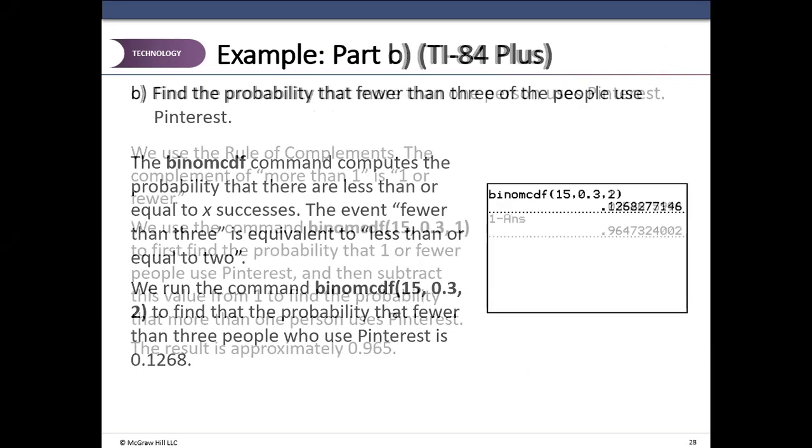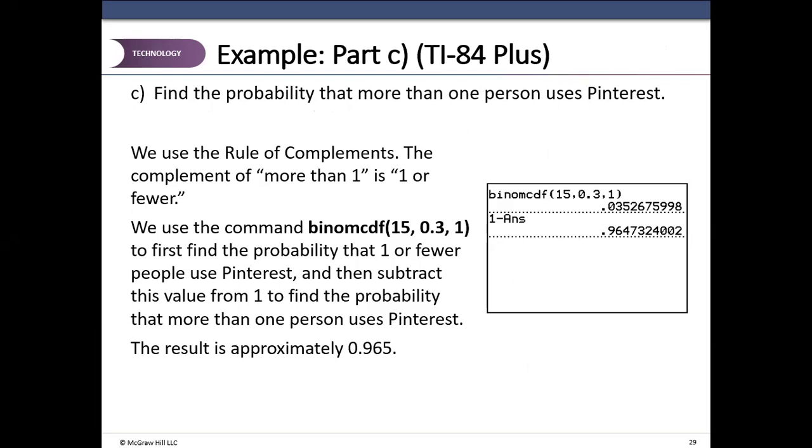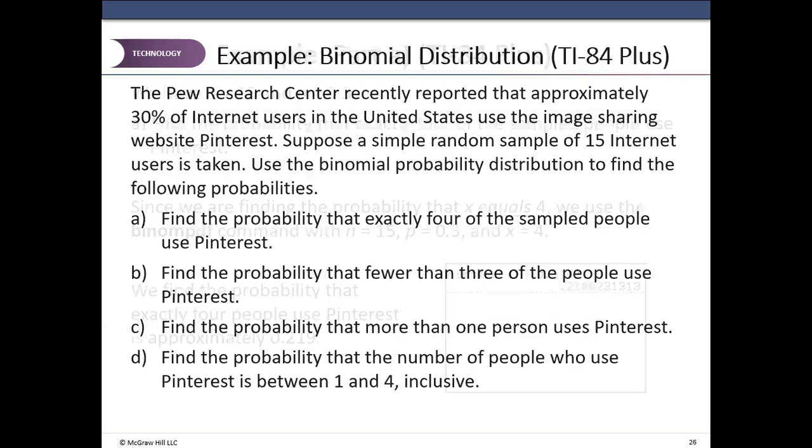And the answer is 0.9647. Yep. Okay. And the last one, find the probability that the number of people who use Pinterest is between 1 and 4. So I can do it two ways. I can find from 0 to 4 cumulative probability, CDF, and then remove the probability value of x = 0 because I'm interested in 1, 2, 3, and 4. So first find 0 to 4. From that, subtract binom for just x is 0 because then you'll be left with 1, 2, 3, and 4.